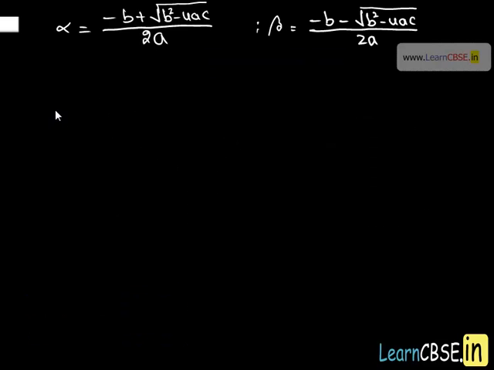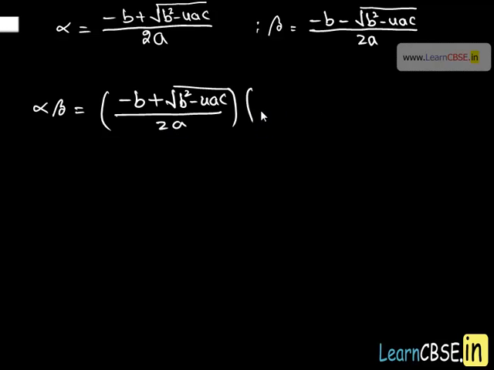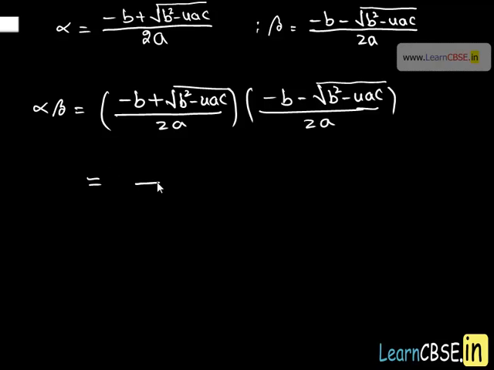Now let us find the product of the roots. That implies alpha times beta, which is negative b plus under root b square minus 4ac upon 2a times beta, which is negative b minus under root b square minus 4ac upon 2a. In fractions, we learned that the product of two fractions is the product of the numerators divided by the product of their denominators. Therefore, on denominator we have 2a times 2a is 4a square.